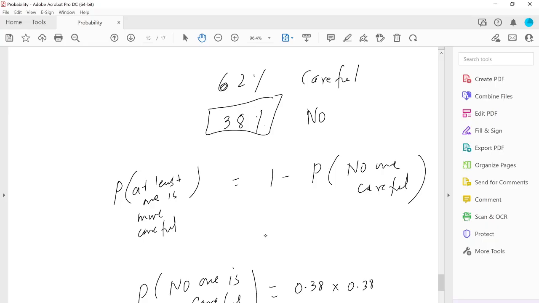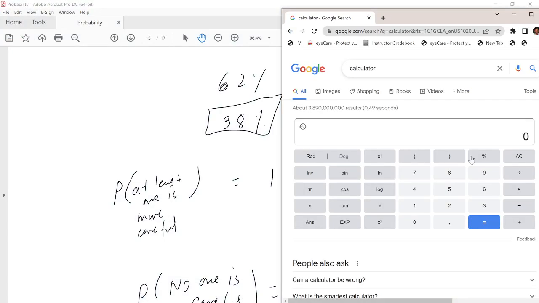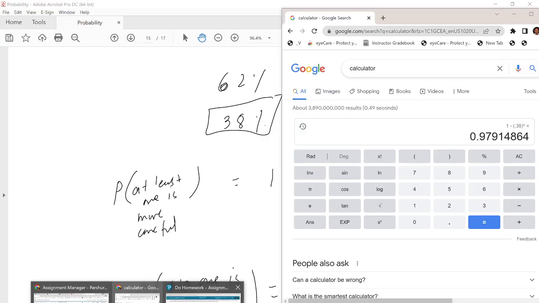38% four times, which is actually 0.38 to the power 4, and we have to subtract this from 1 to find the probability that at least one is careful. So I'm going to use a calculator from here. 1 minus, inside the parenthesis, 0.38 to the power 4. So it's the complement of no one is careful. So the answer is 0.9791. So let's go back to the problem here.